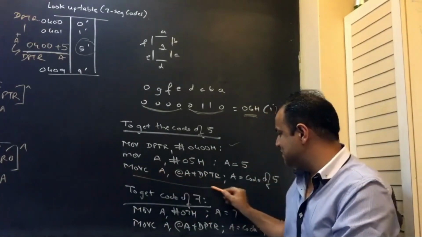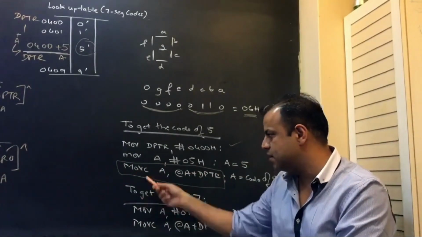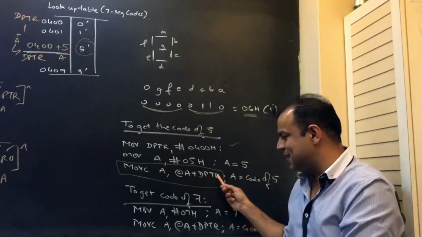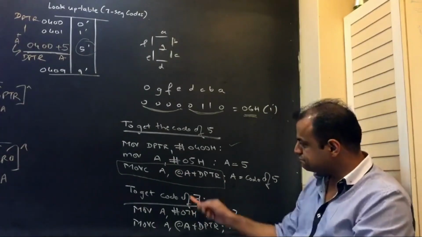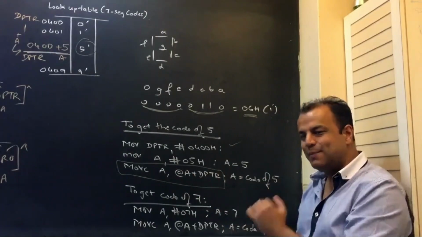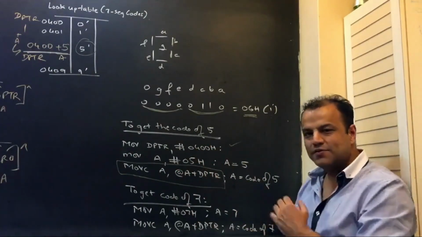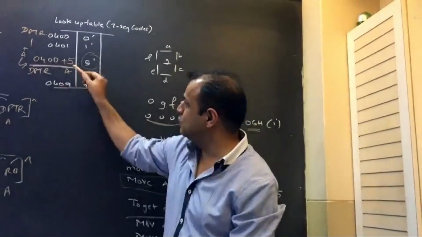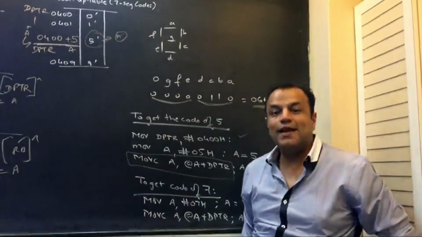Now write your magic instruction. What an instruction! So wow, an instruction used so much in programming. MOVC A, @A+DPTR. Works like magic. Who gets the data? A, from the location pointed by A plus DPTR. DPTR is 0400, A is 5. The total is 0405. From 0405, you're getting the code of 5, which you are again taking in which register? A.